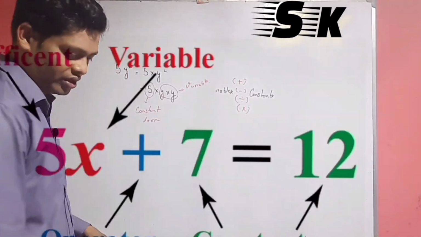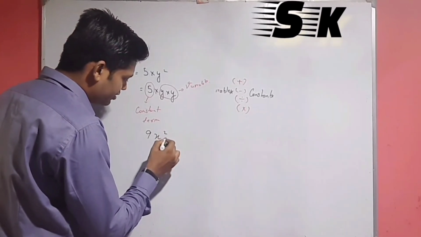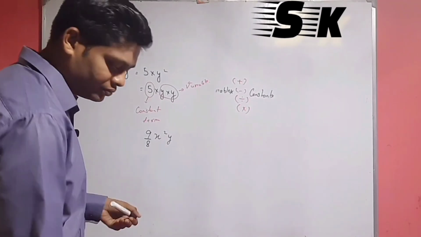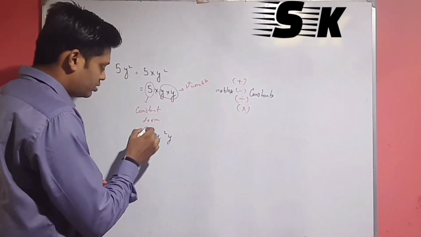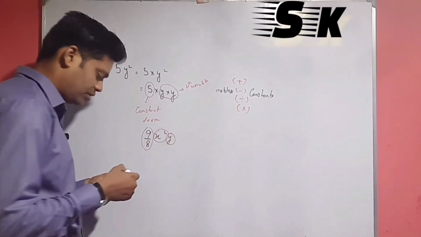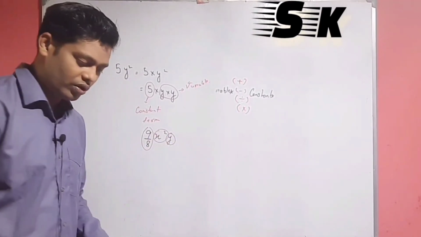The same case, if 9 is there, x square is there, y is there, divided by 8 is there, then this is a constant whose value is fixed, and this one is a variable. Very good. So you understood what a constant looks like, how it works, and what a variable is.